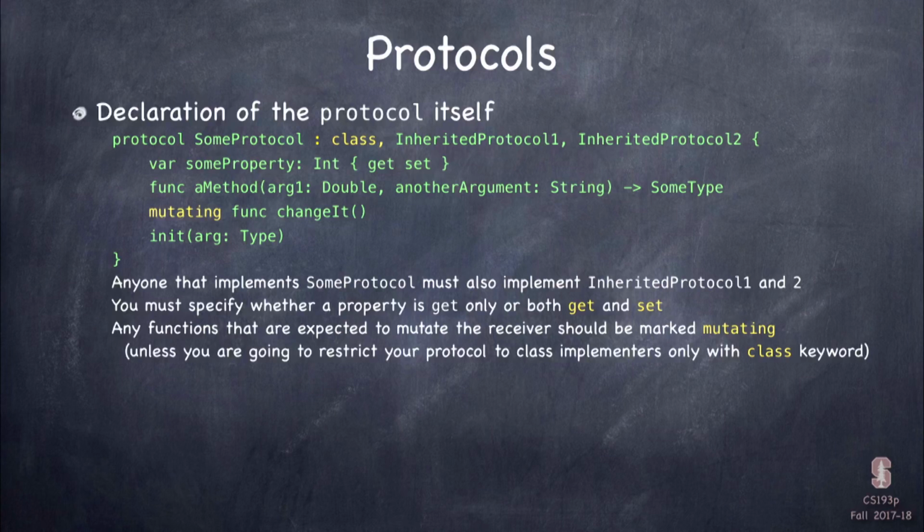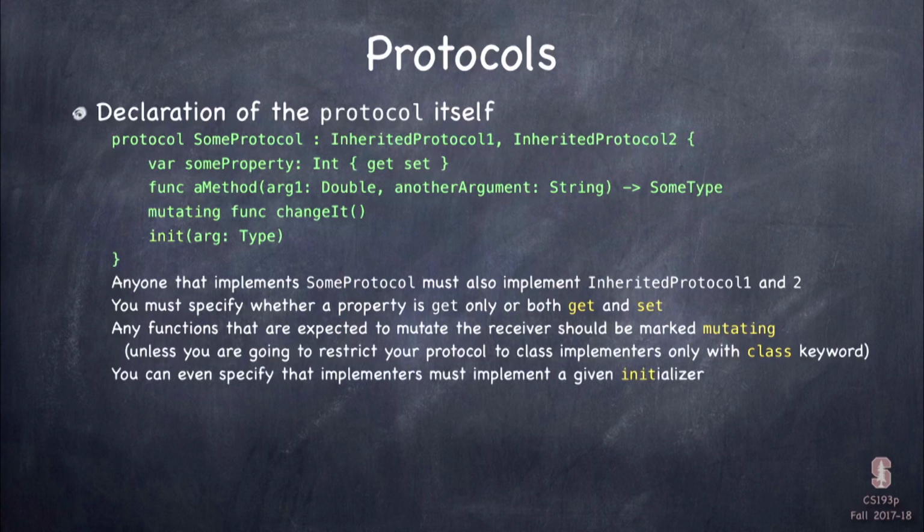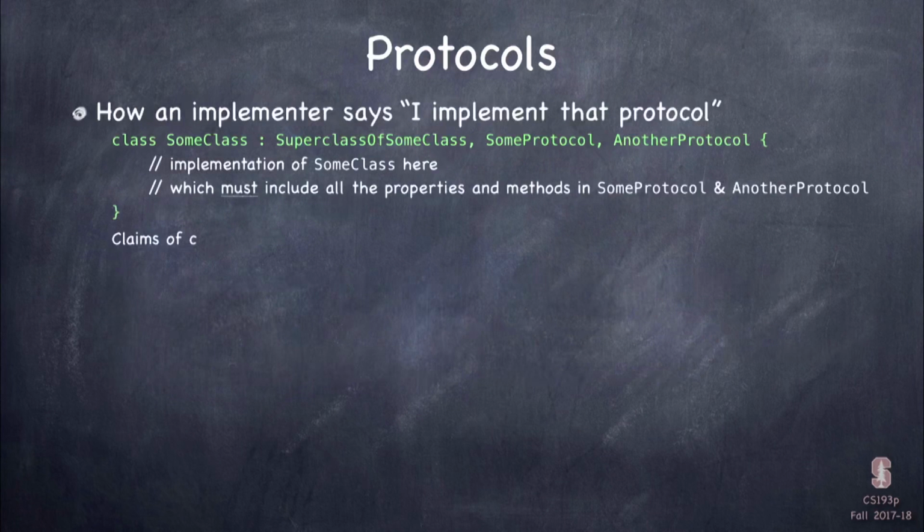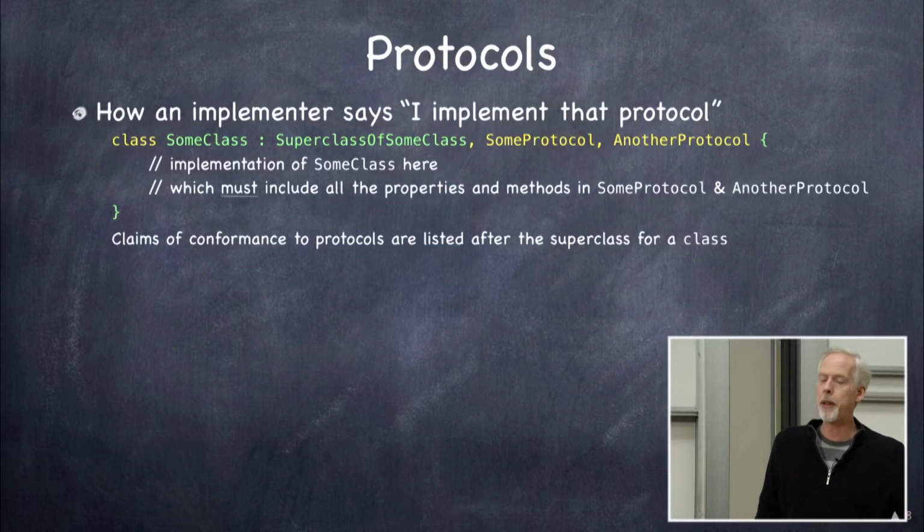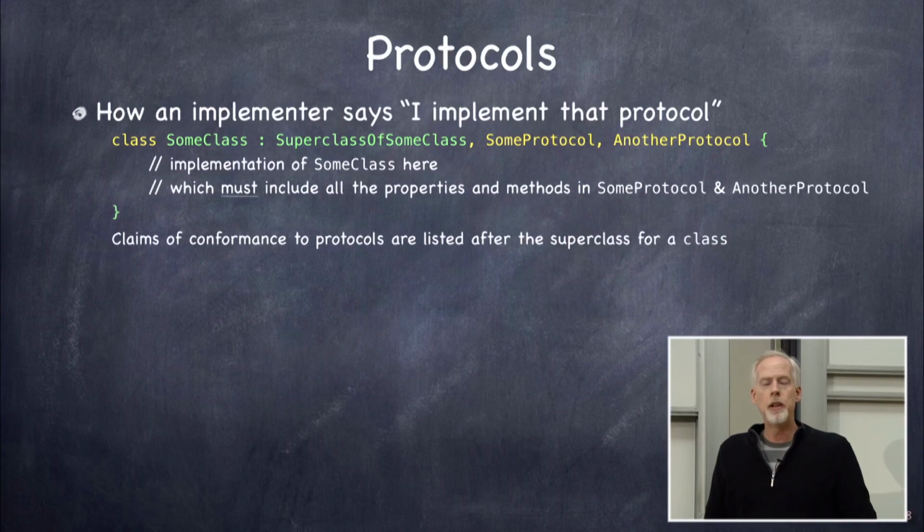Okay, what else do we have here? Yes, you can even add an init to your protocol. And that means if you're a class or a struct that implements this protocol, you have to implement this init. So I have to be able to initialize you. Okay, so that was how we declare a protocol.